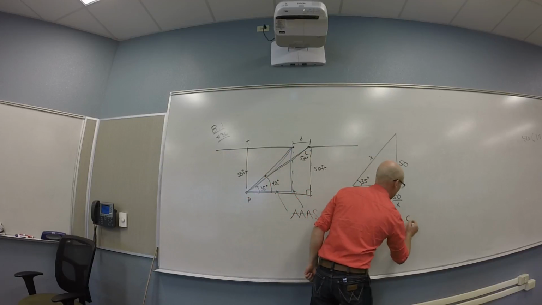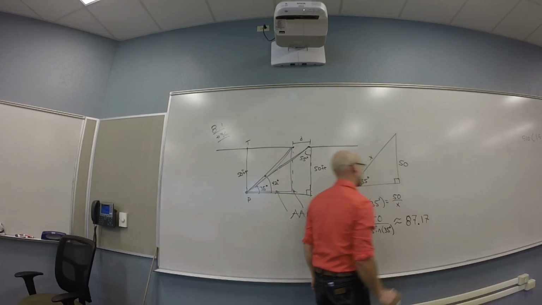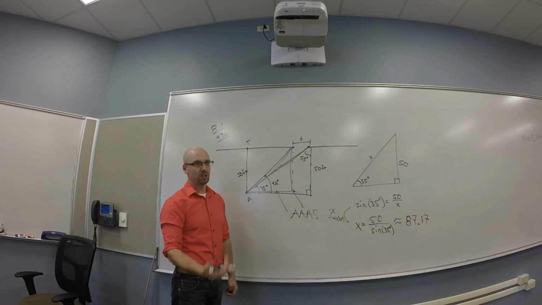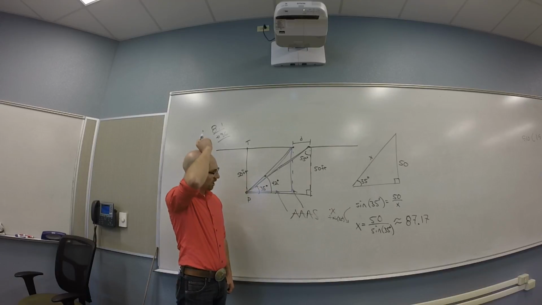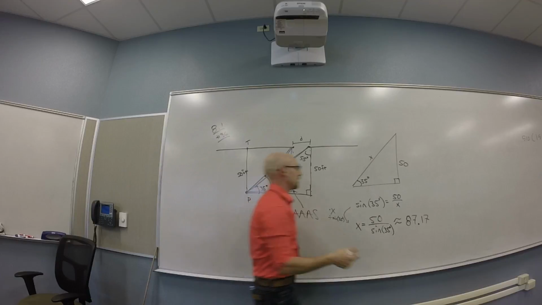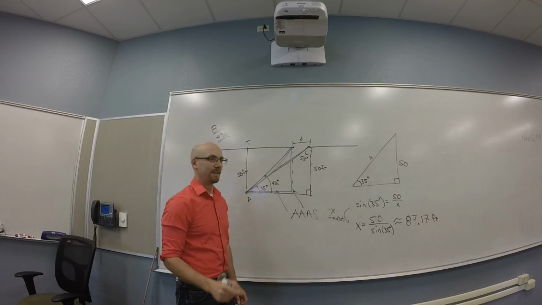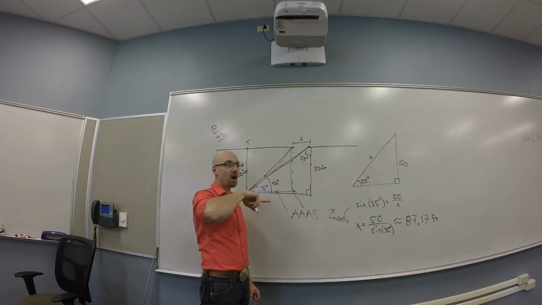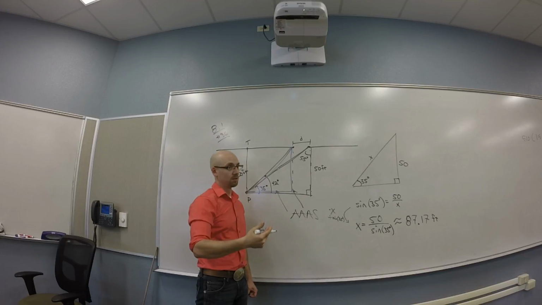87.17, to some kind of reasonable rounding. What are the units on that? Feet. Perfect. Why are the units feet? Because feet was what the opposite side was in, right? And sine's a ratio of side lengths, so it's unitless. You guys all see that?